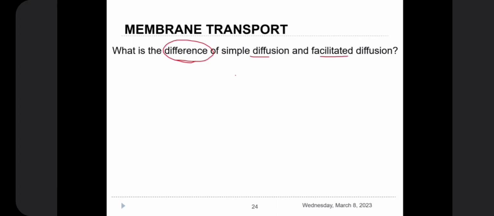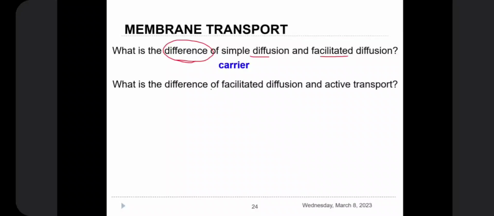Okay, students still here? Still listening to my voice? What's the difference between simple diffusion and facilitated diffusion? Hello? Okay, I give you the answer. That is carrier. Okay, next question. What's the difference between facilitated diffusion and active transport?